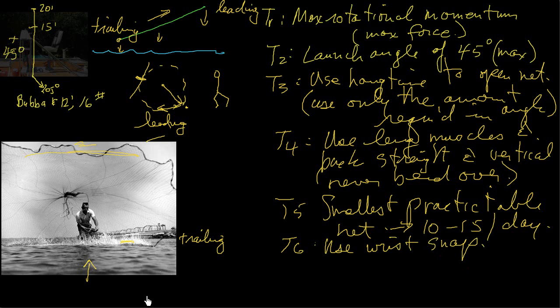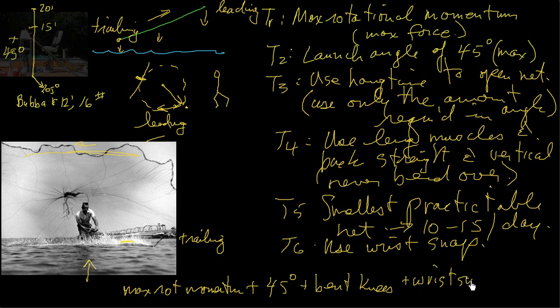In summary then, our equation for maximum distance for what you consider a large and heavy net is, so you want maximum rotational momentum plus a 45-degree angle plus bent knees plus the wrist snap and you want the back straight and vertical. Now go get them.